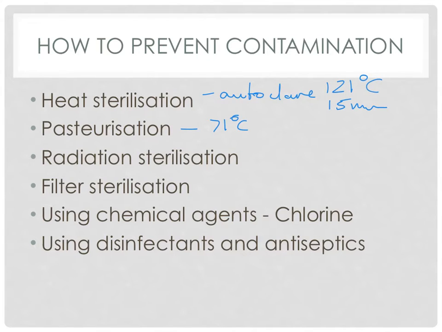Radiation can be used for sterilisation, so things like UV or microwaves. Microwaves use a thermal effect to kill bacteria. UV waves affect the DNA. You can use filters as well, or you can use chemical agents. For example, chlorine is used, in particular for controlling Legionella, or you can use disinfectants and antiseptics.